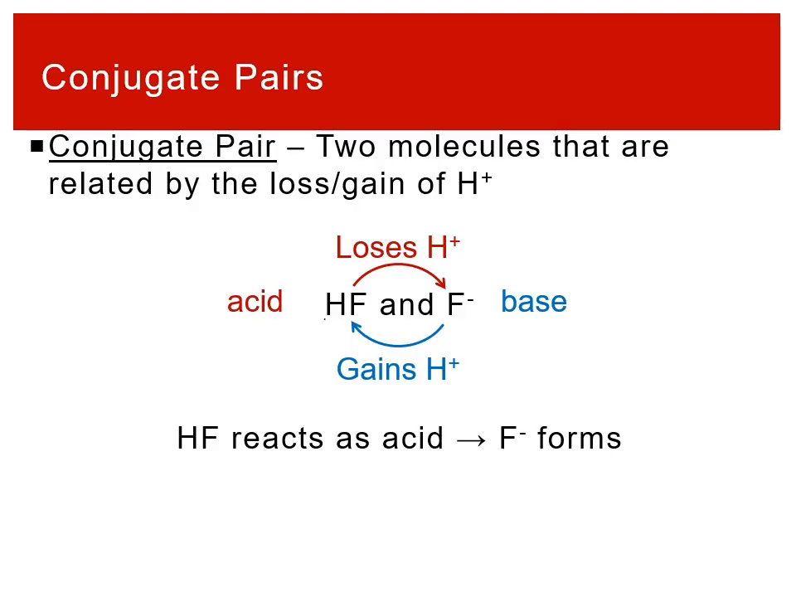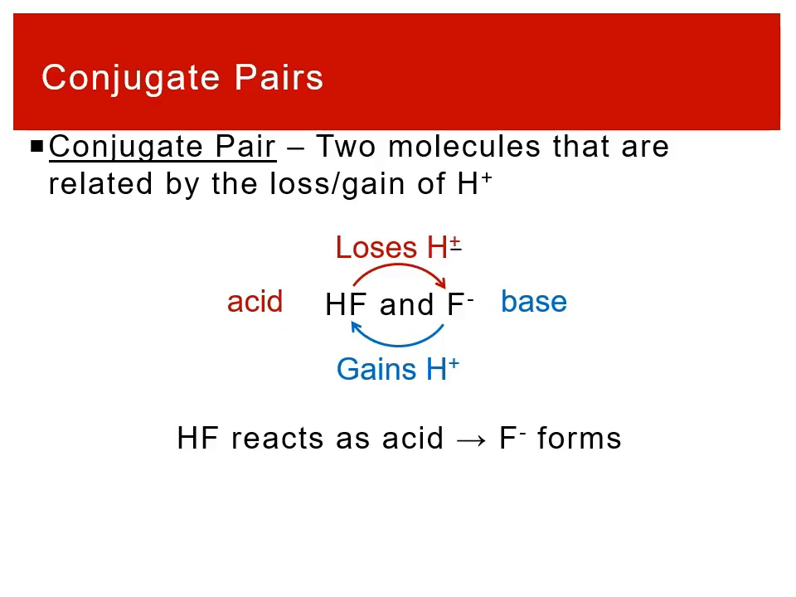Suppose I start with HF. If HF loses one H plus, meaning it is behaving as an acid, it loses positive charge, and what would be left is F minus. We call F minus the conjugate base of HF. So if HF behaves as an acid and loses H plus, you would generate F minus, or fluoride.